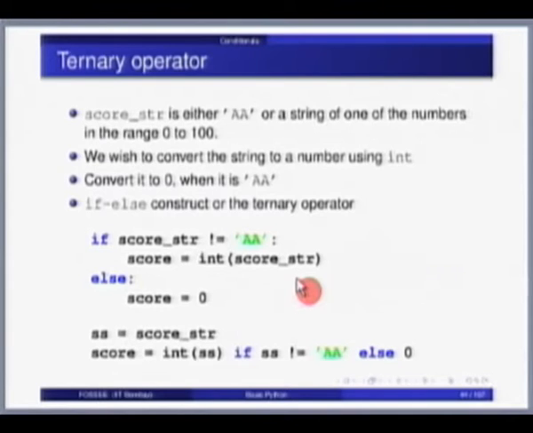It's a very convenient thing, you will use it repeatedly, and the format is score is what you want under the condition that this is true, otherwise. So what it does is it will first evaluate this condition. If it's true, it will evaluate it to this. If false, it will do that. So it's very easy to read. Score is int ss if ss not AA, else 0. Okay, it's called the ternary operator, and it's very useful.